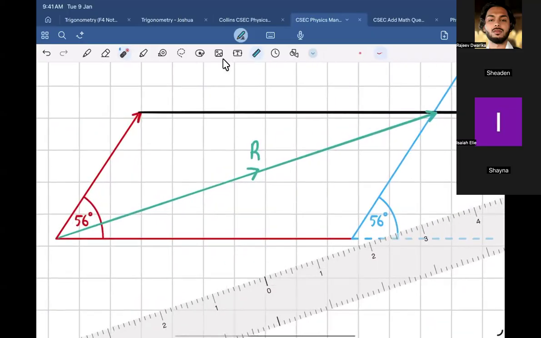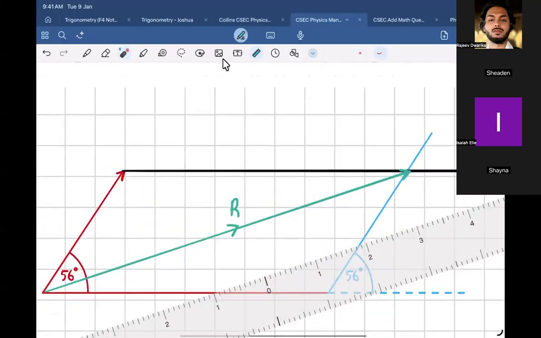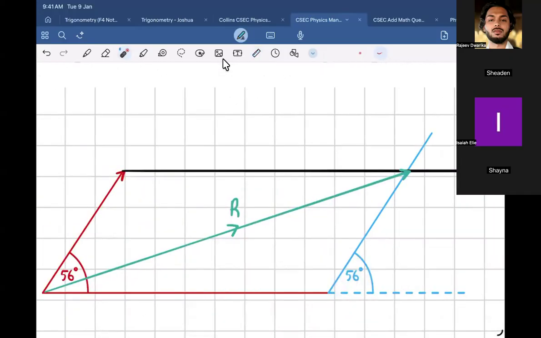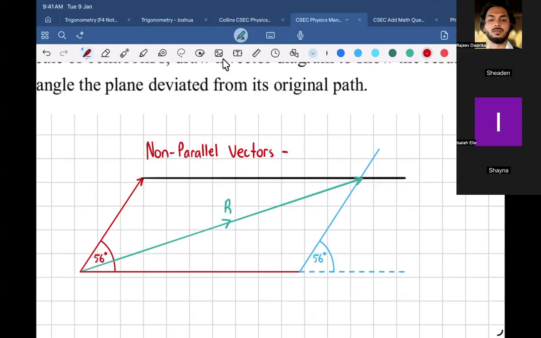I want you guys to take some time, and the heading I want you to put is non-parallel vectors. So put on the heading: non-parallel vectors. Isaiah, you're perfectly fine with this, right? Non-parallel vectors. Yep. Shina, is there anything confusing you? No. Okay, good.